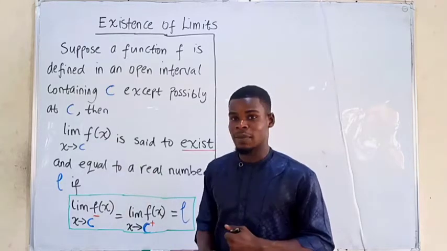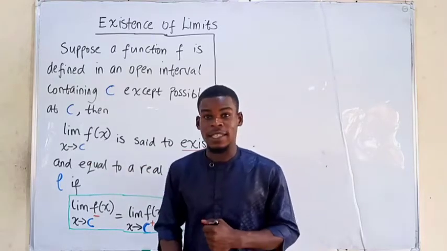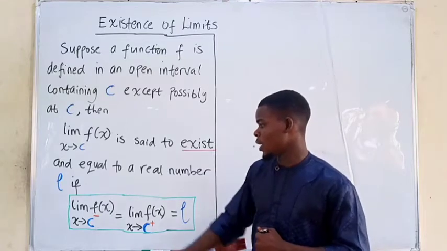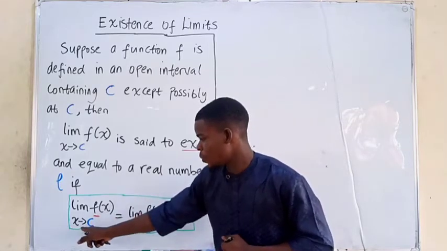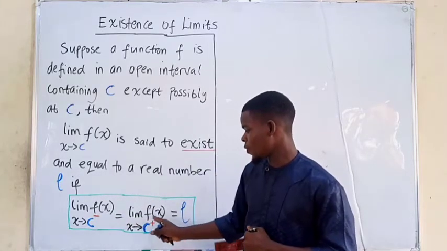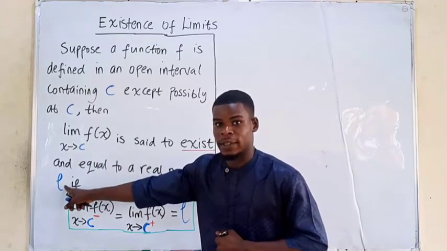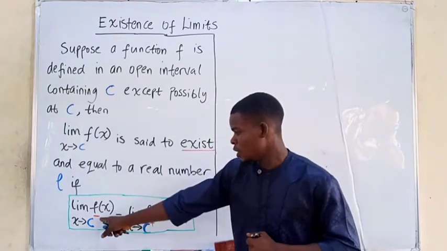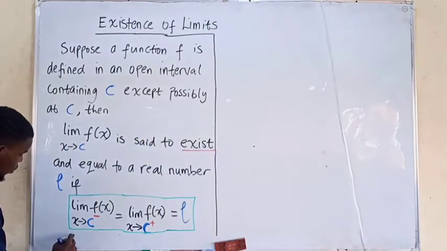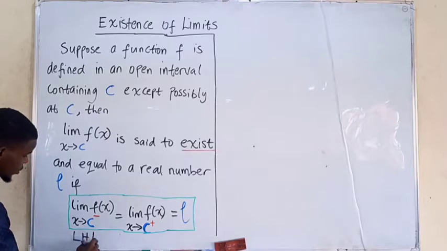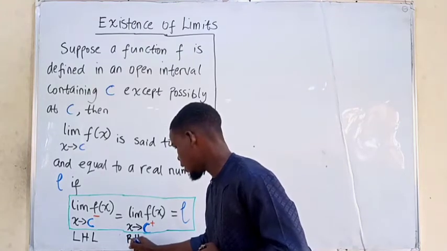Then the limit of that function, written in terms of x, as x approaches the point c, is said to exist if the following equation is true: that the limit of f of x as x approaches c from the left is the same thing as the limit of the function as x approaches c from the right. And the result of that limit is going to be a unique real number L. As x tends to c from the left, we call that the left-hand limit, and as x tends to c from the right, we call that the right-hand limit.